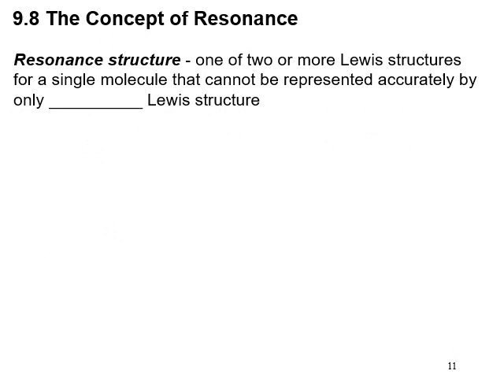So let's look at the concept of resonance. Resonance structures are 2 or more Lewis structures for a single molecule that cannot be represented accurately by only one Lewis structure. These resonance structures show up in compounds that have double or triple bonds. If a compound or molecule has only single bonds, you cannot have a resonance structure since there's no other way to orient those single bonds.